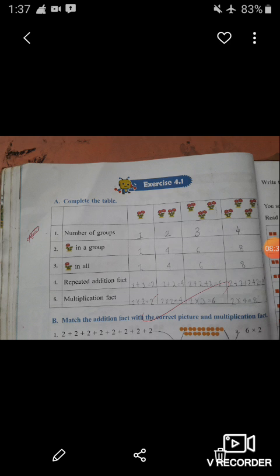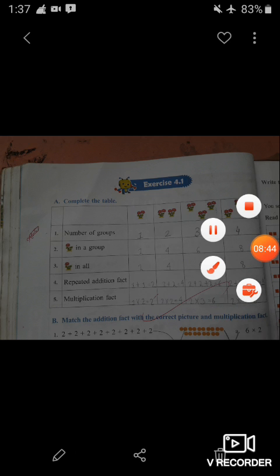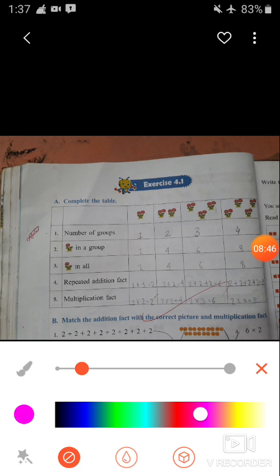So students, here in the first, numbers of groups. In the first column, how many groups are there? 1 group. So here you have to write 1. And in the second column there are 2 groups. In third, 3 groups. In fourth, 4 groups.